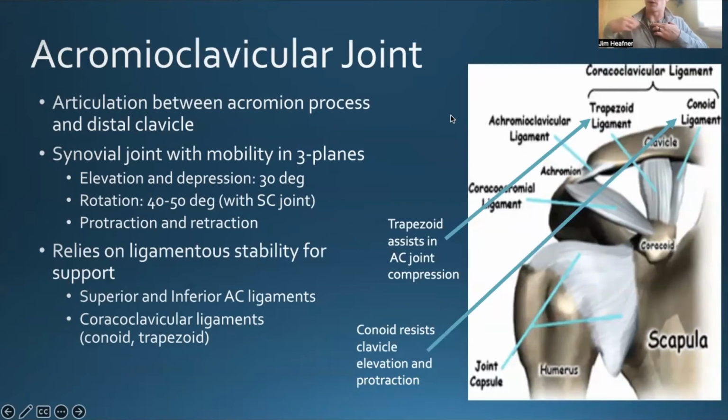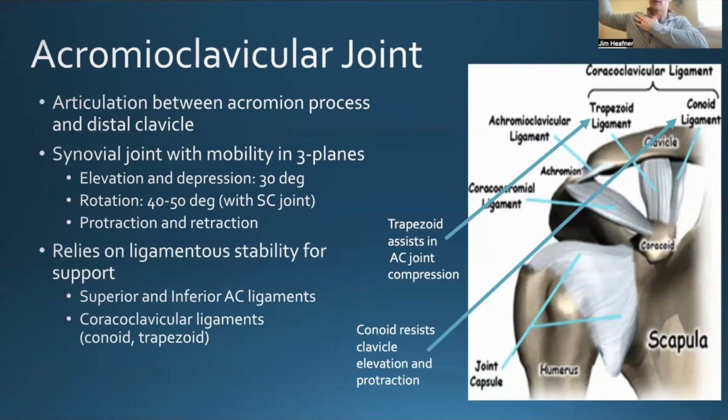Past the SC joint, as we work our way out on the clavicle, we get to the AC joint, and that's the articulation with the acromion process. So we have our acromion process here, and then the distal end of the clavicle. So as the distal end comes over, it matches the acromion on the scapula. It's a synovial joint with mobility in 3 planes of motion. Similar to the SC joint, which has 30 to 40 degrees of elevation, the AC joint also gives 30 degrees of elevation and depression. It has a rotational component to it.